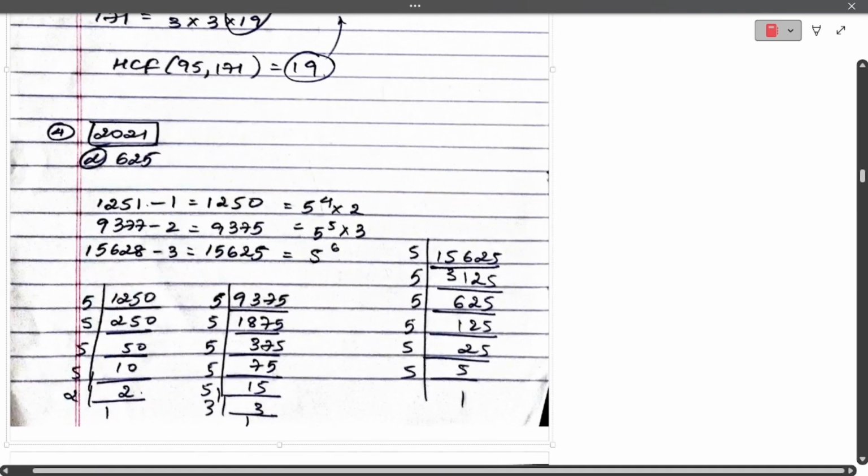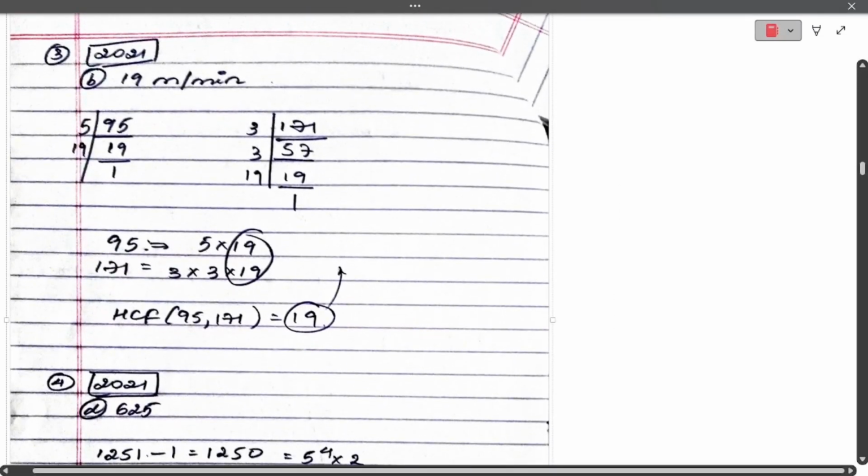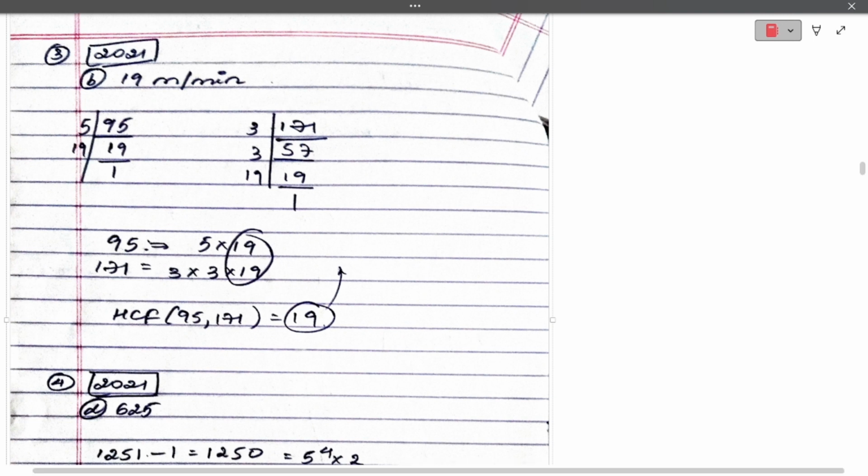Next, we have our third question. What is the greatest possible speed at which the girl can walk 95 meters and 171 meters in an exact number of minutes? The options given were option A 17 meters per minute, option B 19 meters per minute, option C 23 meters per minute, option D 13 meters per minute.